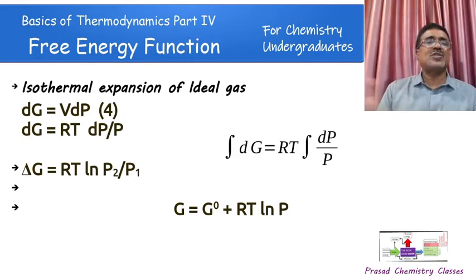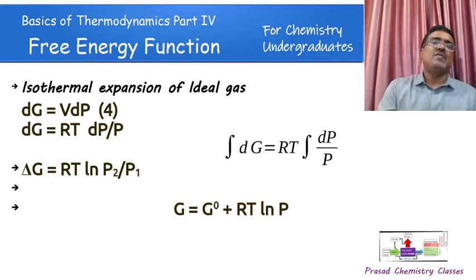Okay, if it is an isothermal process for an ideal gas, we can do the integration. dG equals VdP, we can write. So dG is equal to RT into dP by P, because V is equal to RT by P. So if we integrate it, we will get delta G is equal to RT log P2 by P1. And if there is expansion, P2 will be less than P1. Pressure will decrease during expansion. And delta G will be negative because work is done by the system. And the reverse is also true.